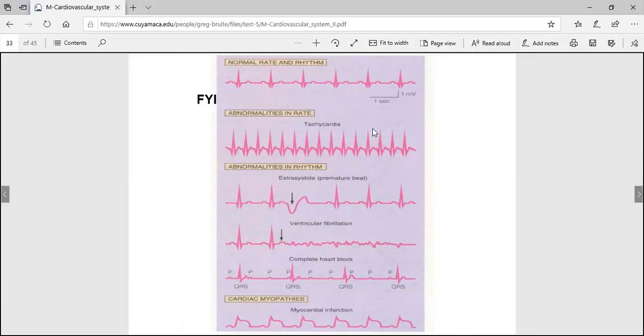For tachycardia, I'm not even giving you numbers. Just know your resting heart rate's too fast. Normal resting heart rate's around 70, 72. I forget where they start calling tachycardia, but it's probably around 100. They keep changing these numbers on me.